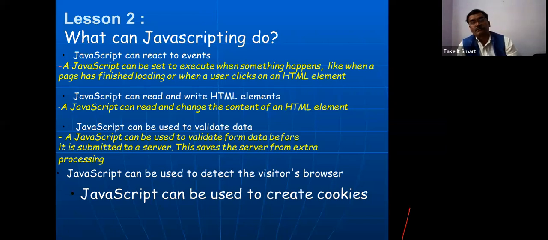So events, you have to understand. A mouse click in the window is an event. Right click is an event. Left click is an event. Page load is an event. Something you do in between is an event. On any of these events, JavaScript can be called, and JavaScript is a complete programming capability. It can do anything in the program. JavaScript can read and write HTML elements, and JavaScript can be used to validate data.